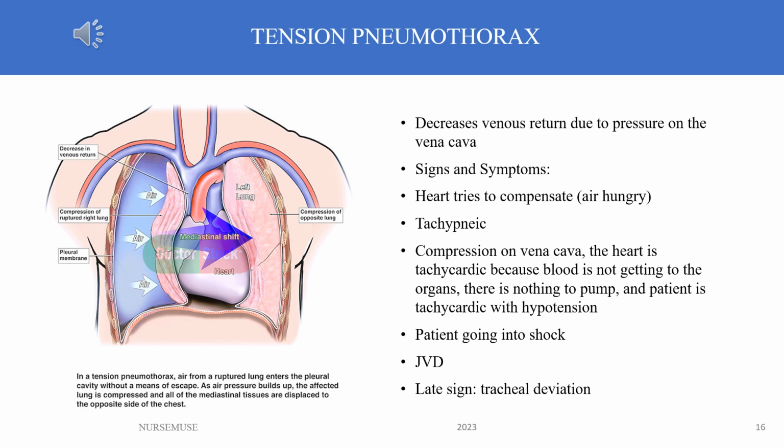There's nothing to pump. So the patient is tachycardic with hypotension. There's no blood to pump. The heart is trying its best to get as much blood out, so it's going to beat faster, but there's nothing to pump out. So the patient is going to go into shock. And if you see a patient with JVD, this is a late sign of tracheal deviation. So we always want to be on top of our assessments at the beginning of the shift, throughout the shift, and looking at that tracheal deviation. Again, it's going to be pulled to the unaffected side of the lung.